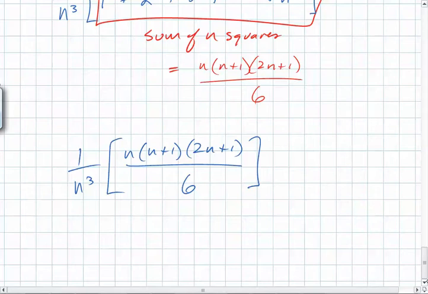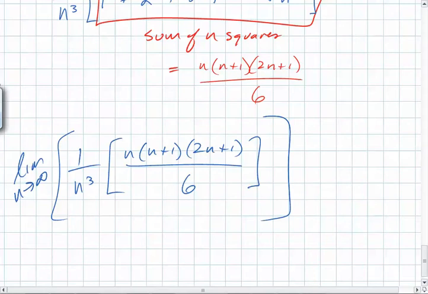So, we're looking at this. This is the limit as n goes to infinity. Limit as n goes to infinity. Do that for me. Tell me what the limit is. Go. n is going to infinity.